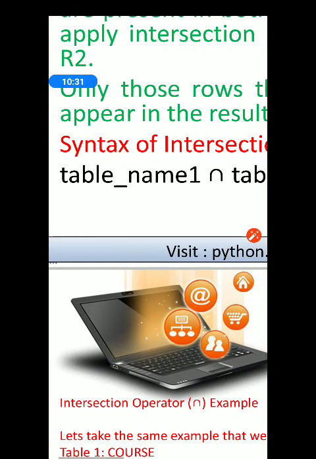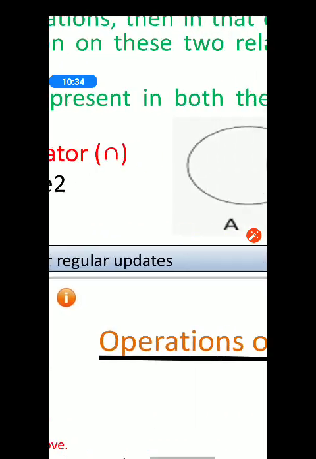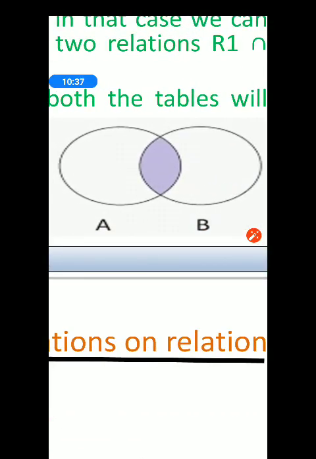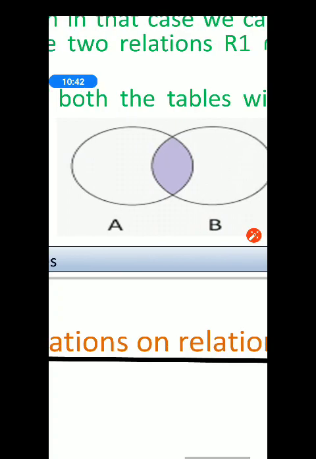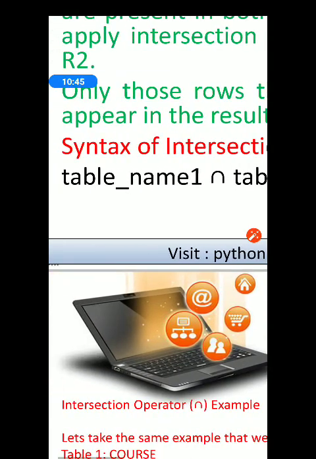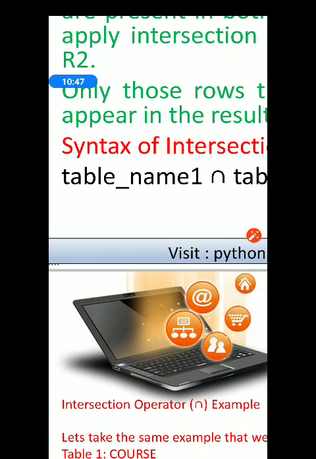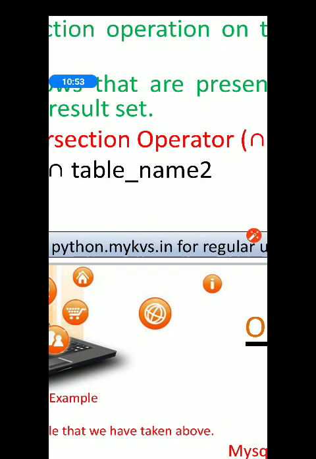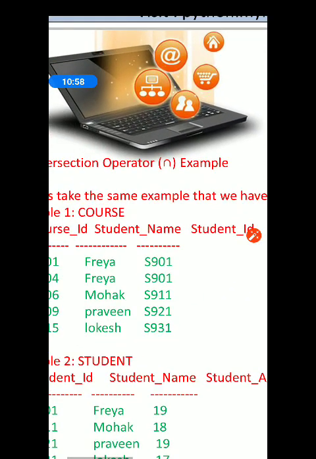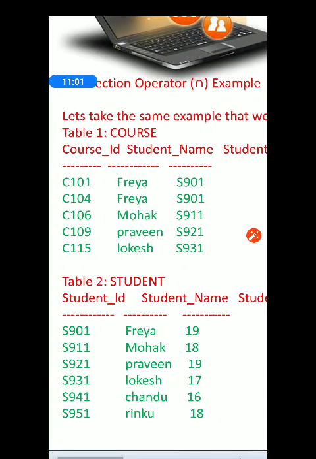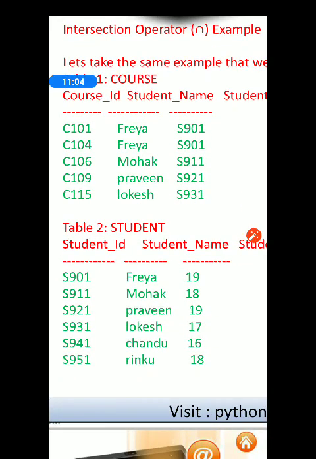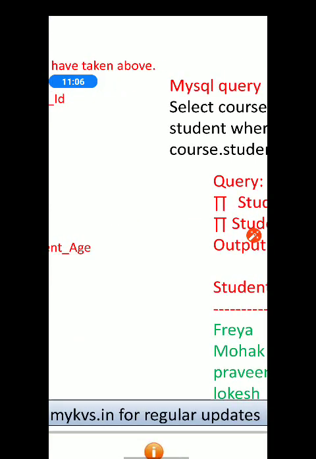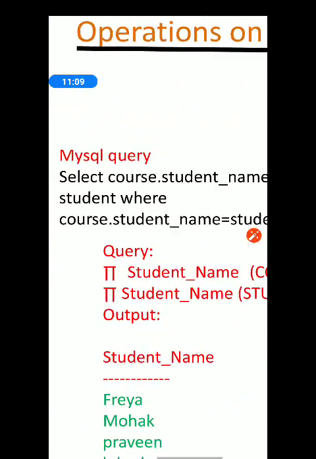What we can understand from this diagram is that the common fields from both the tables will be displayed using the intersection operation. Please note down the syntax of intersection operation. Table 1, intersection symbol, table 2. Let us see one example query. Again, that same course table and student table is used here in intersection operation. Write down the MySQL query for this.